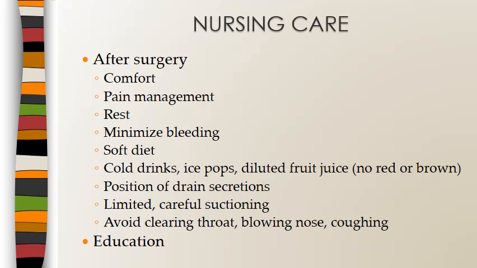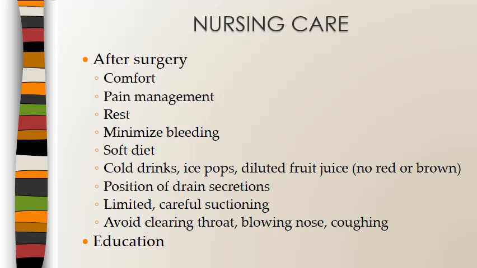So the nursing care after surgery includes comforting, keeping the children comfortable, and pain management, and lots of rest. And we need to minimize bleeding. Bleeding is a big cause of complications after a tonsillectomy. So some of the things that we want to tell our children not to do is to avoid clearing their throat, avoid blowing their nose, and try to avoid coughing, because this may dislodge any type of clots that may have formed after surgery, and they might start having problems with bleeding again.